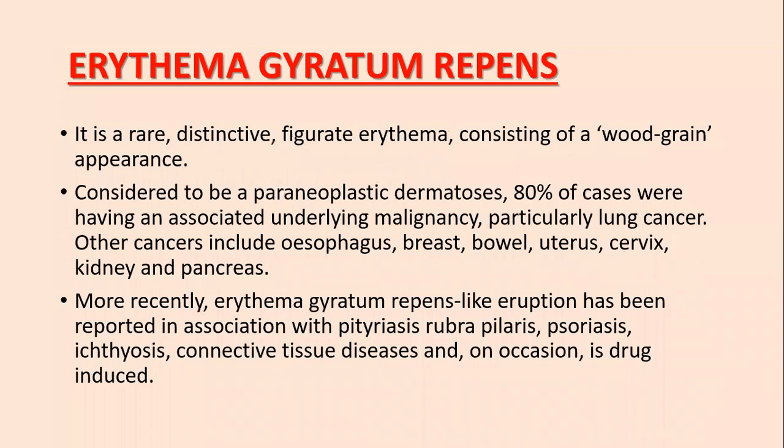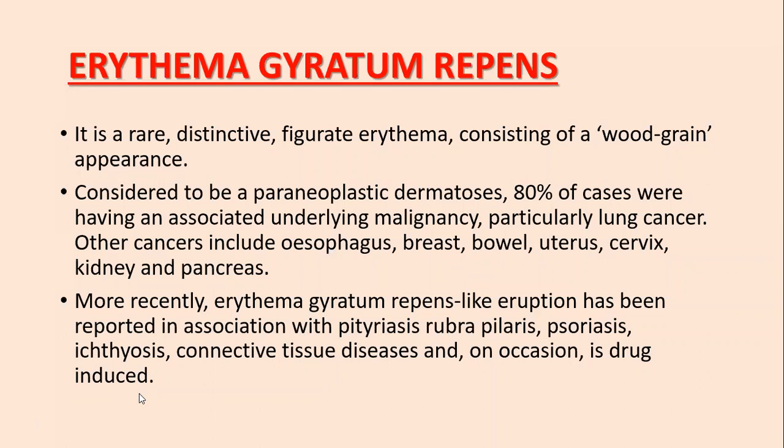Then the third type of annular erythema is erythema gyratum repens. Again, a distinctive variety characterized by wood grain appearance. It is considered to be a paraneoplastic dermatosis. This is a term used for all the skin conditions which are related to cancers or malignancies. 80% of cases are associated with some underlying malignancy, particularly lung cancer. Other cancers include esophagus, breast, bowel, uterus, cervix, kidney, and pancreas.